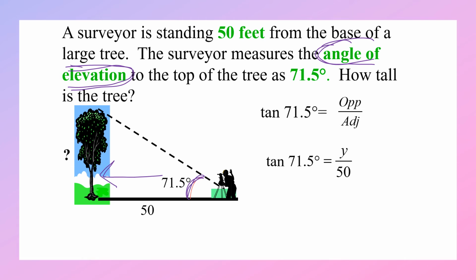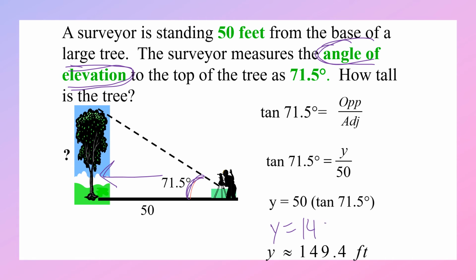The opposite side is the missing variable, the adjacent side is 50. So when you do this, you have to multiply both sides by 50 to get rid of that fraction, and then you have y is approximately 149.4 feet. If you put this in, you would get 149.4342, and it keeps on going. Because this 3 here is lower than 5, this 4 stays as it is. So it's 149.4 feet.